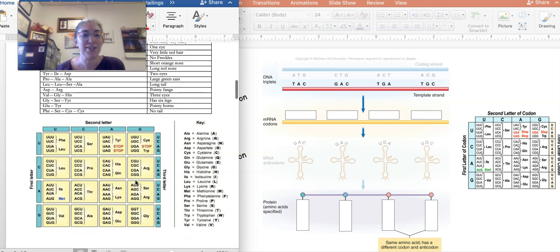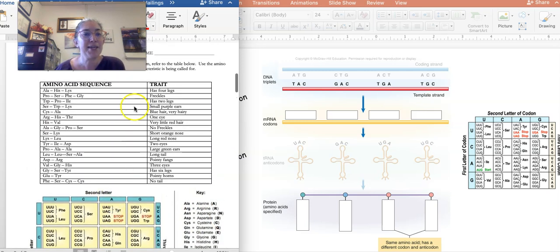All right, so here is a codon table that's very similar to the one in the slide. And it tells you the 3-letter amino acids, and then it also gives you over here what the full name is and what the 1-letter code for those amino acids are. And then up here, this is giving you various amino acid sequences and what trait they code for. So proteins give rise to traits.